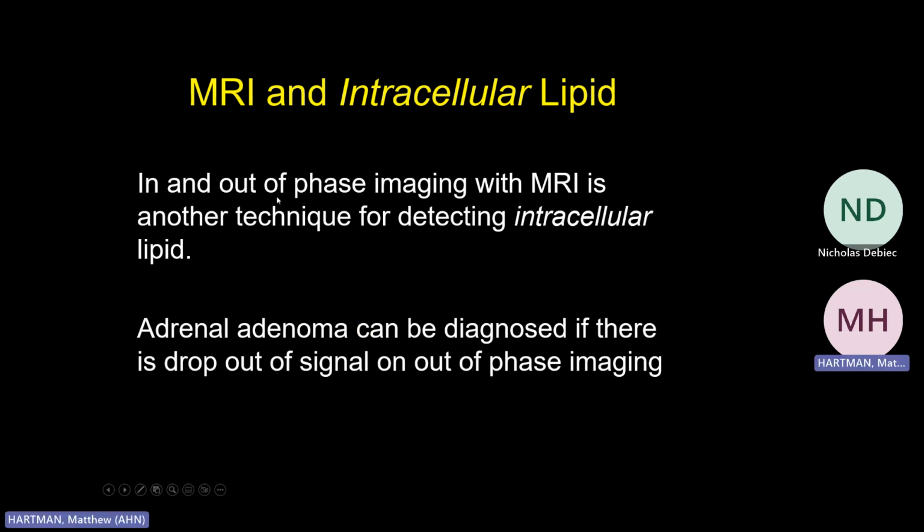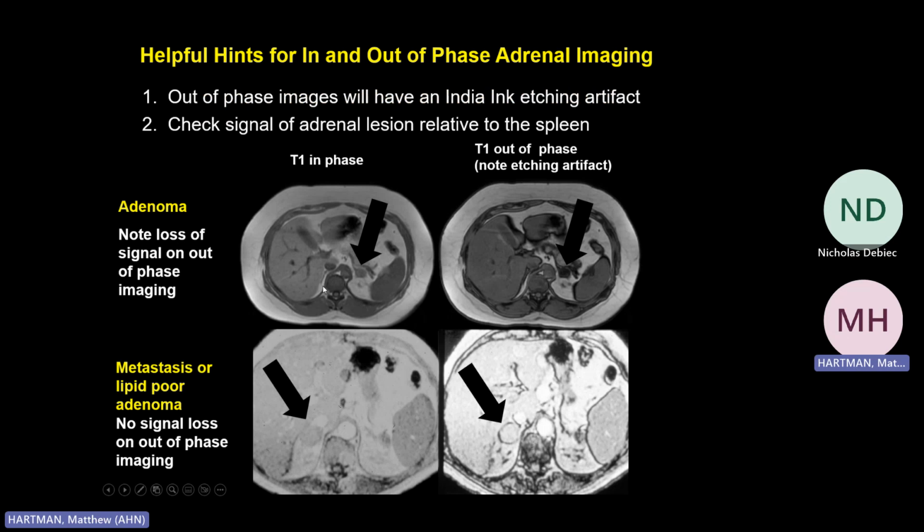We can also use MRI to identify intracellular lipid. We'll use something called in and out of phase imaging to identify this intracellular lipid. What we are looking for is, we have T1 MRIs, the CSF is relatively dark. And if you notice for the out of phase imaging, we have this India ink artifact. The way I think of this is we are becoming histopathologists with MRI. This is our stain for intracellular lipid.